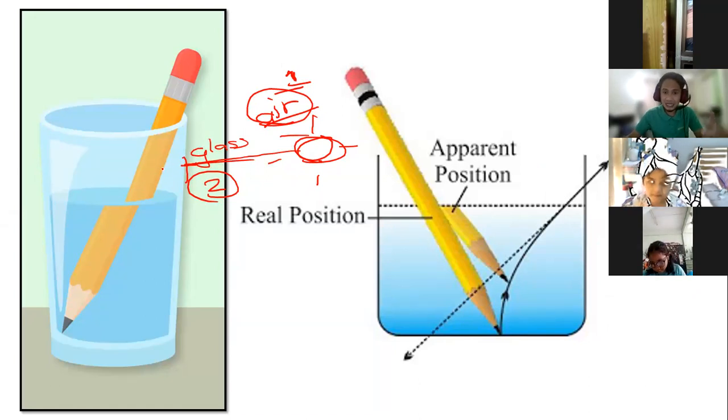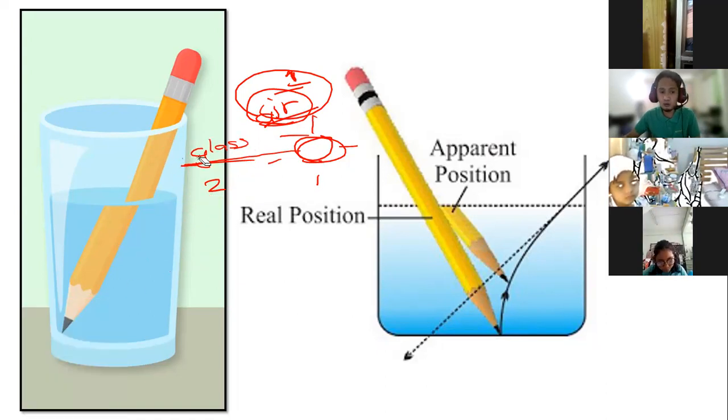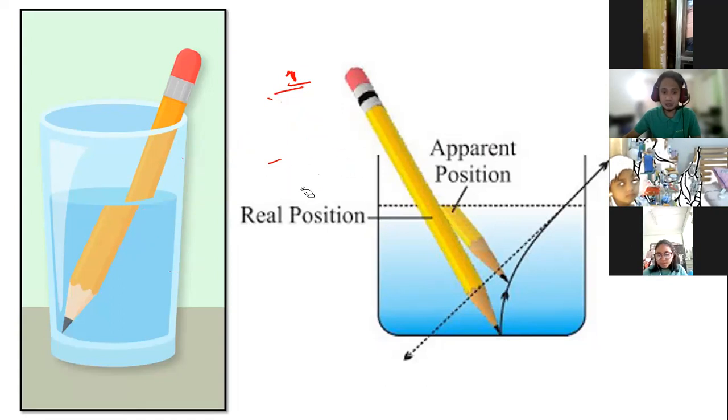Meaning, if the light hits two or more mediums, like this one, and the third one is the water, right? Number one from the air going to the glass, number two, and number three going to the air. If the light hits two or more, what will happen to the light? It will refract. Meaning, the light will bend.